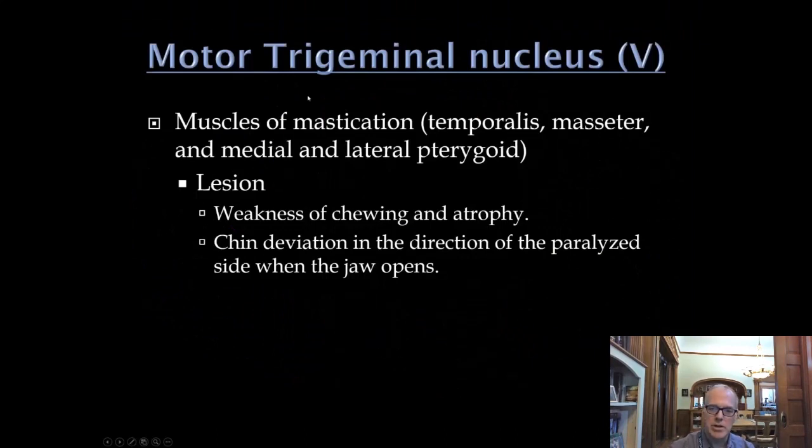Okay, so the motor trigeminal nucleus supplies these muscles here, very important for moving your jaw, chewing, and so a lesion here of the motor trigeminal nucleus or the trigeminal nerve will have a weakness of chewing and some atrophy in those muscles, particularly the temporalis and masseter muscles. You can appreciate atrophy there with the lesion. And just like with the lesion of the hypoglossal nerve, remember the tongue deviates toward the side of the lesion. We have the same thing if we have a trigeminal nerve lesion, where the jaw actually deviates toward the side of the lesion.